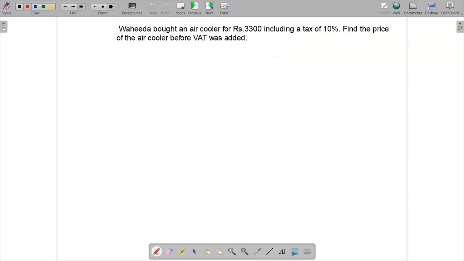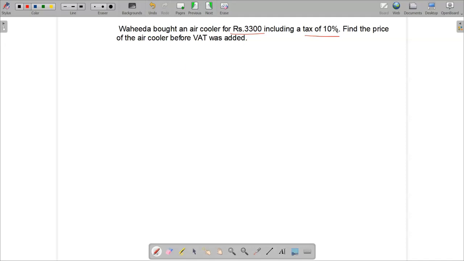The question is, Wahida bought an air cooler for rupees 3300 including a tax of 10%. Find the price of the air cooler before VAT was added. So VAT tax has been added with the item cost, and the total is around rupees 3300. The tax amount is 10%. We need to find the MRP of the air cooler.